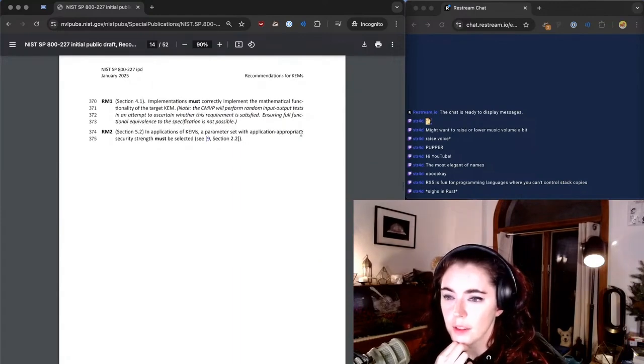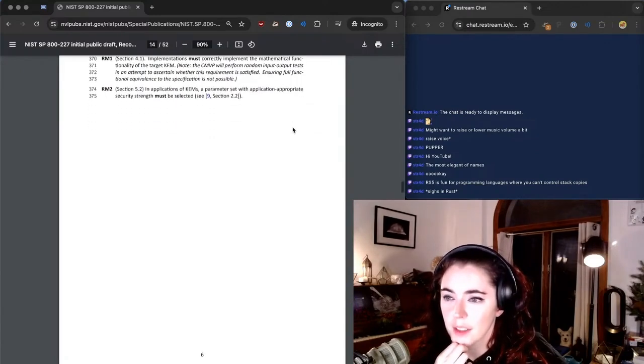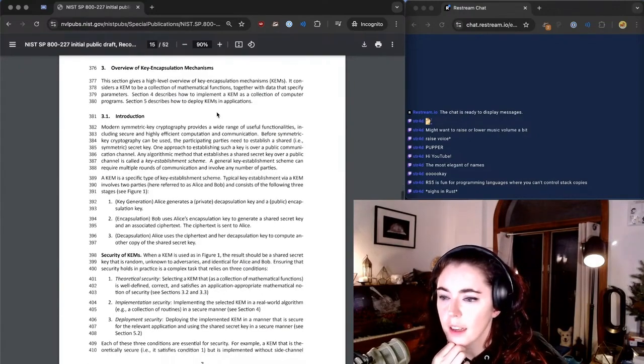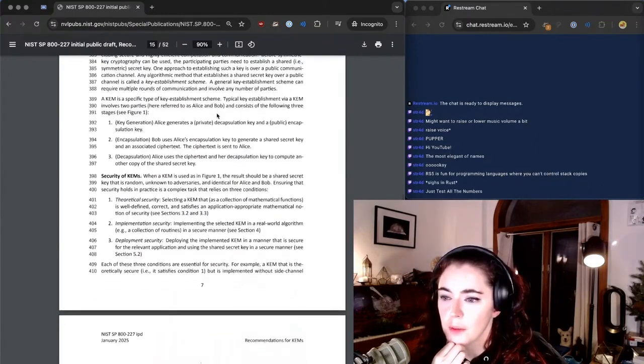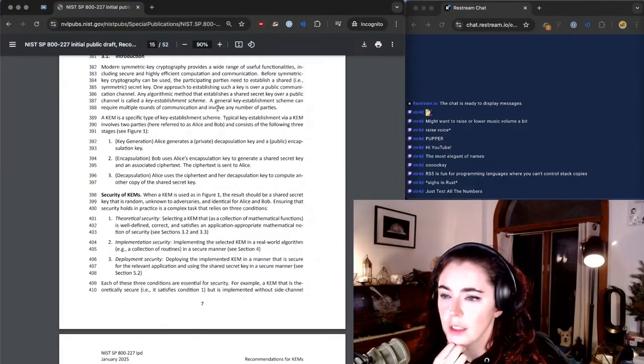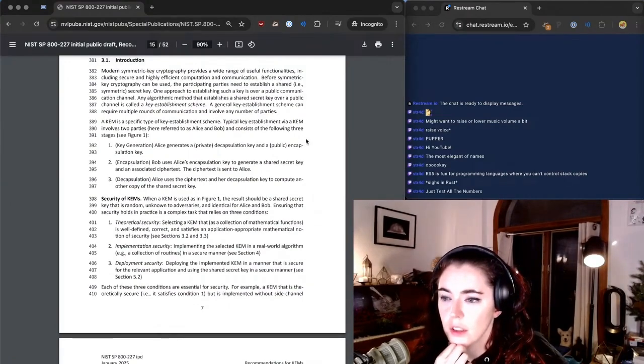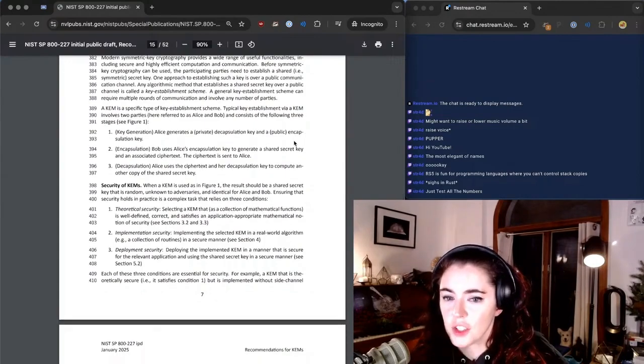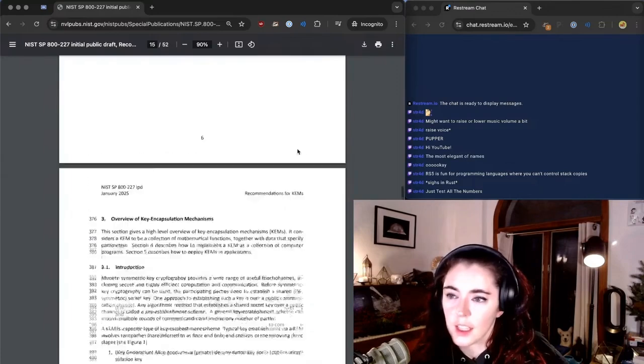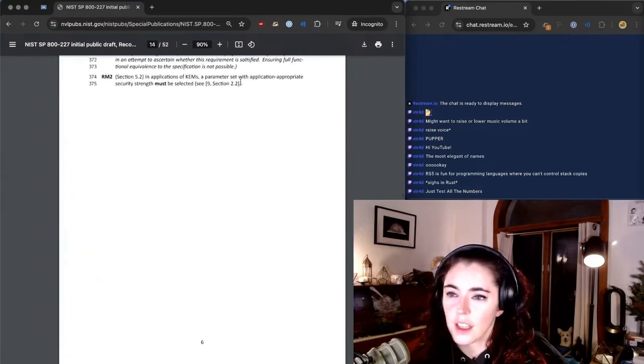CMVP will perform random input output tests and attempt to verify certain values, requirements specified during full functional testing. Not possible. Oh, cool. Alright, great. Awesome. Application of KEMs, parameters, and the application security strength must be selected. Okay. Alright, I'm going to skim through this because if you want to see more about KEMs in general, you can see my read through on this channel of ML-KEM. Yeah, just test all the numbers. Like, how hard is it?